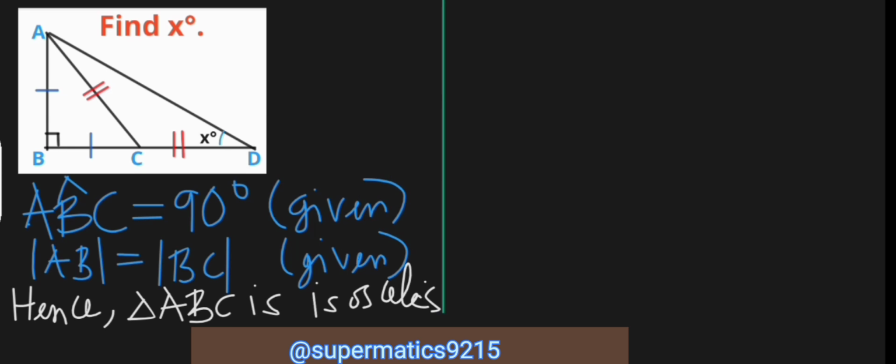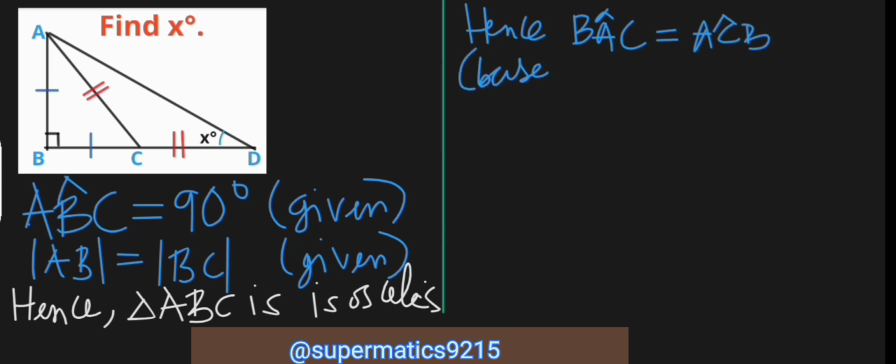And if triangle ABC is isosceles, it simply means that angle BAC is equal to angle ACB, being the base angles of isosceles triangle ABC. With this established, we can proceed to finding the angle sum of the triangle ABC. And the angle sum of any triangle is 180 degrees.